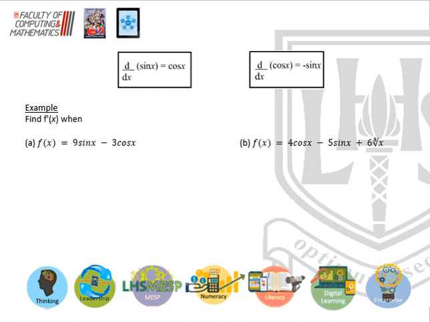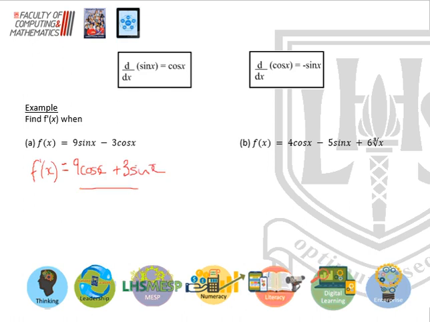Okay, so looking at just two quick examples. When f of x is equal to 9 sine x minus 3 cos x, we'll differentiate. Sine becomes cos, so 9 sine x just becomes, when we do the differential, 9 cos x. Cos x differentiates to minus sine, so that minus 3 cos x is going to turn to positive 3 sine x.